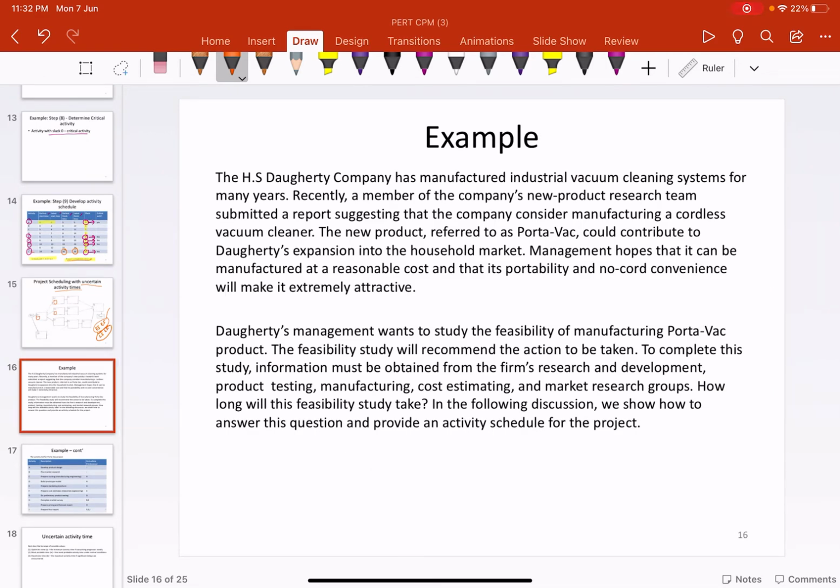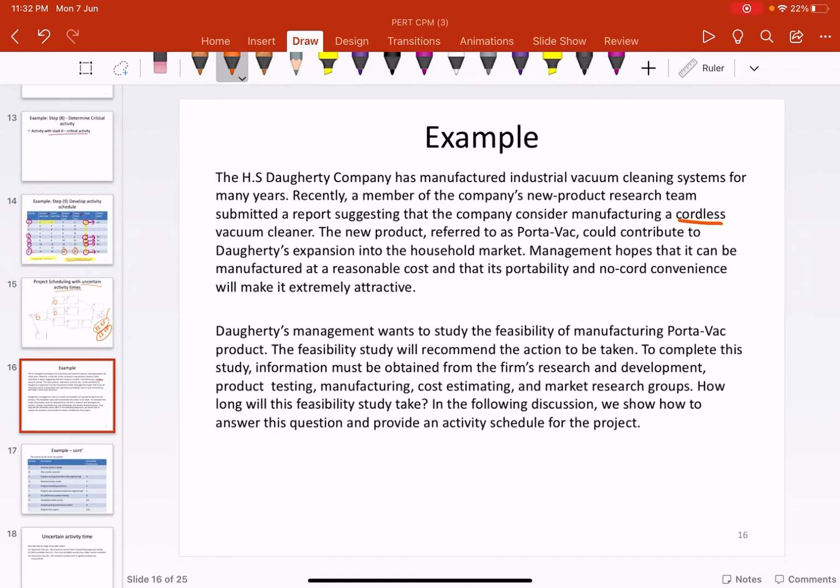Okay, the HS Doherty company has manufactured industrial vacuum cleaning systems for many years. So recently, a member of the company's new product research team submitted a report suggesting that the company consider manufacturing a cordless vacuum cleaner. So now they want to come up with the cordless. The new product, referred to as PERT, could contribute to Doherty expansion into the household market.